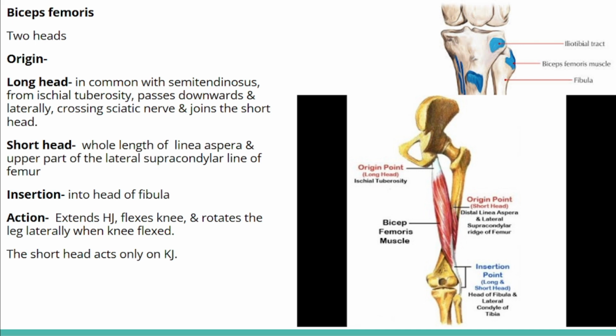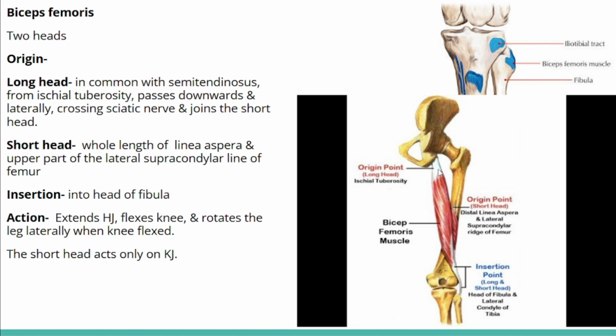The next muscle is biceps femoris. It has two heads, the long head and the short head. The long head originates from the medial aspect of the ischial tuberosity along with the semitendinosus and passes downwards and laterally, crossing the sciatic nerve. The sciatic nerve is located beneath this muscle, and the long head joins with the short head. The short head originates from the whole length of the linea aspera and the upper part of the lateral supracondylar line of the femur. The biceps femoris tendon inserts into the head of the fibula.